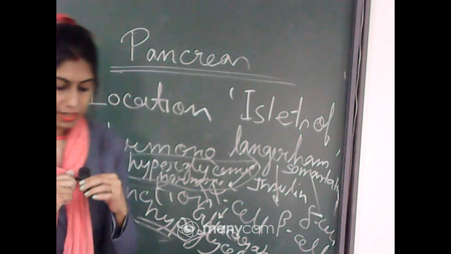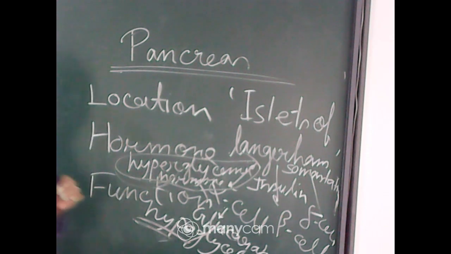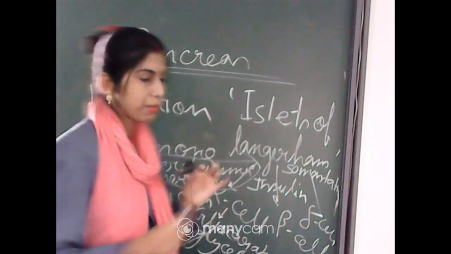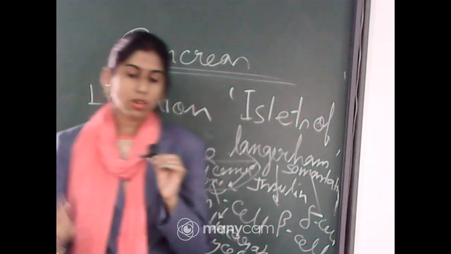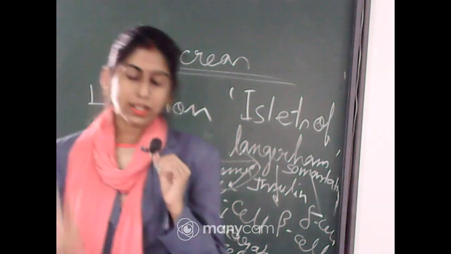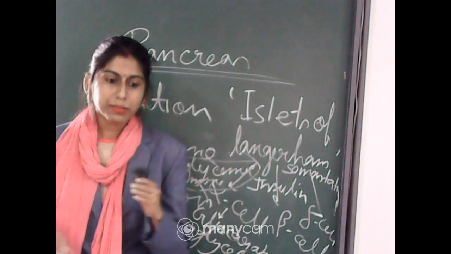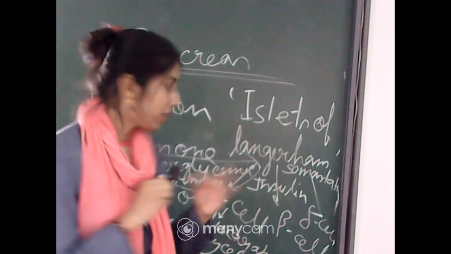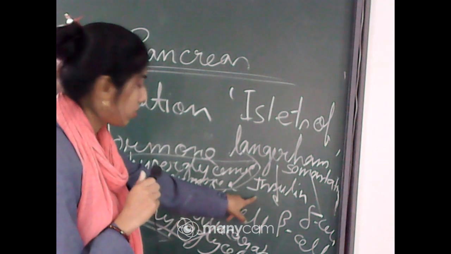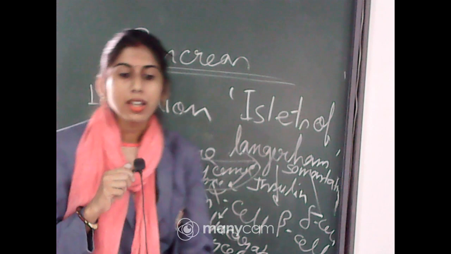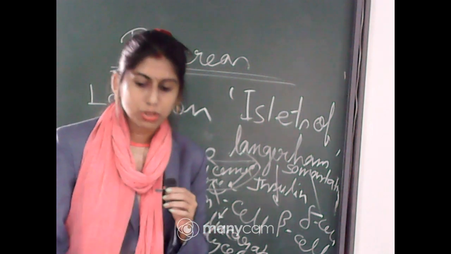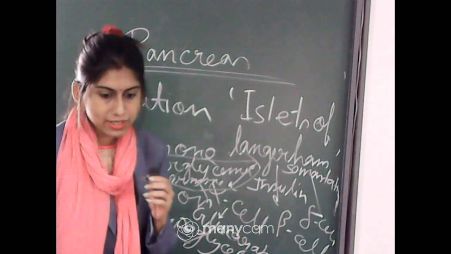Diabetic patients are successfully treated with insulin therapy. If this condition occurs, then we have to provide insulin to the patient, because as you know, insulin has a role in maintaining the blood glucose level. So this is all about the pancreas gland.